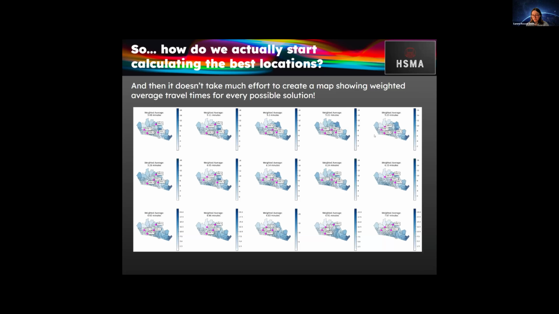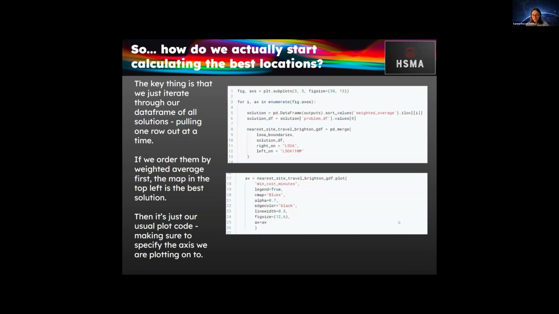And you can see that as we read across here, it's ordered by the best possible travel time. They're not just in a random order. They are starting with the best solution up here and what is theoretically the worst solution over here. So we're just iterating through our data frame of solutions. We're pulling out one row at a time, and then we're using this plot code that we've used before, exactly the same plot code, but we're just working through.